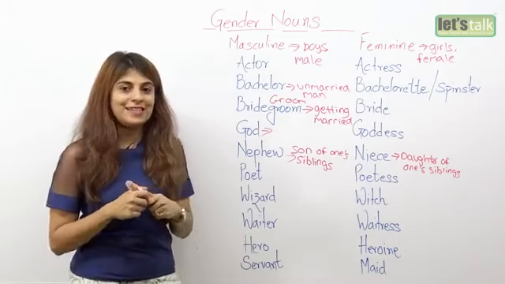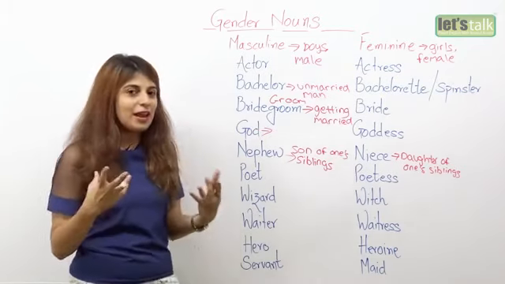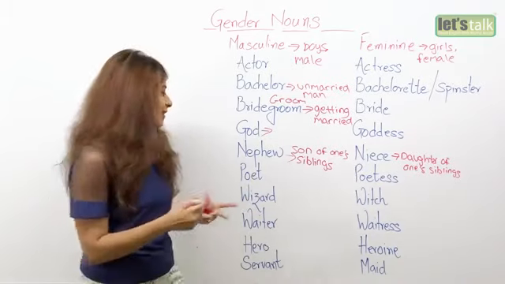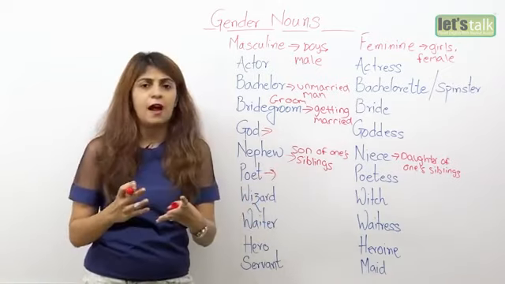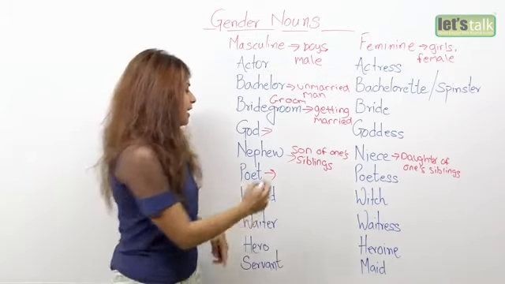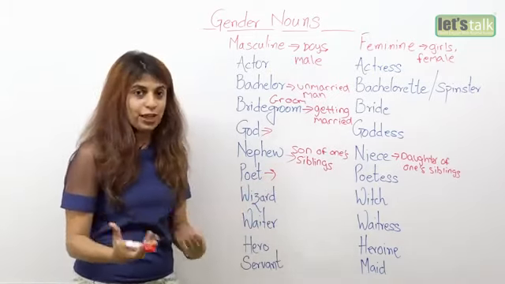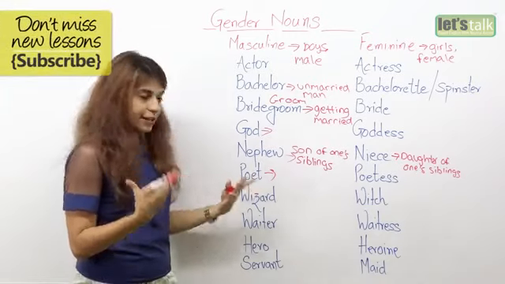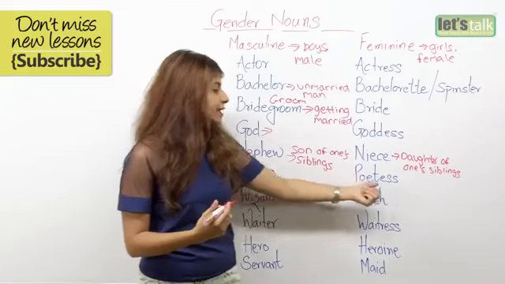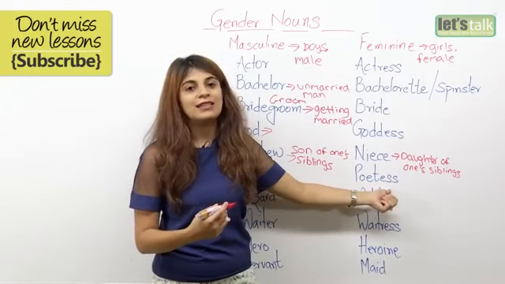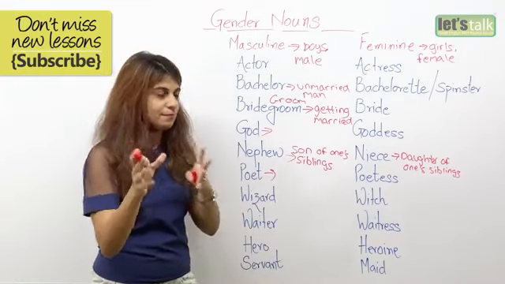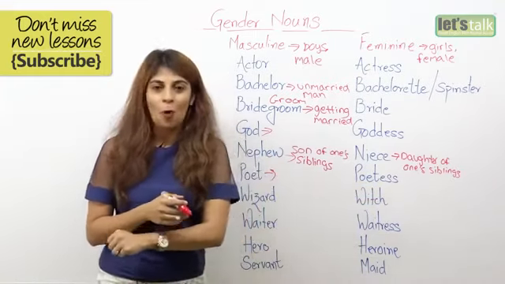Next one, poet. Ooh, poet, the creative writer. Well, someone who writes poetry. Well, I believe that poets are very, very romantic. Do you agree with me? Well, poet is, of course, who writes poetry. So a male writer who writes poetry is called a poet, whereas the female writer is called a poetess. Okay, so it's poet for the boys, and whereas for the girls it's poetess.